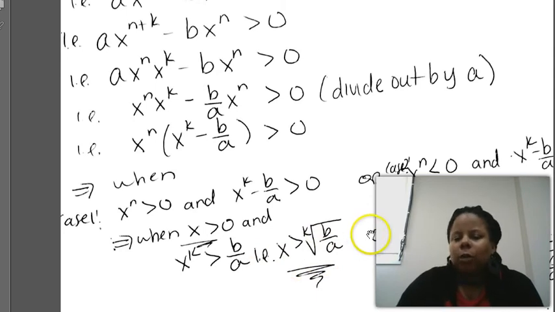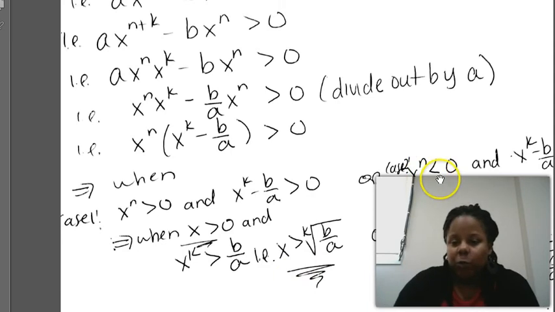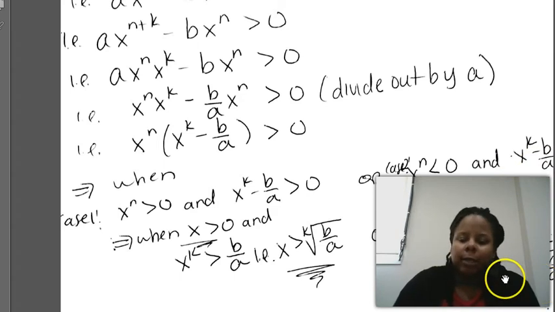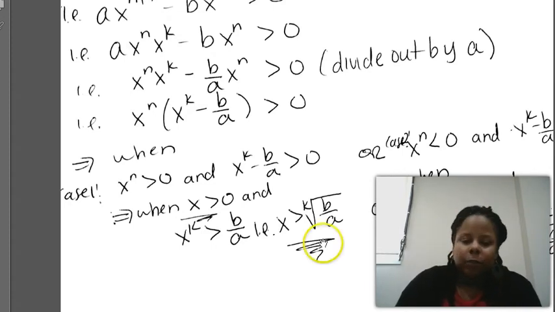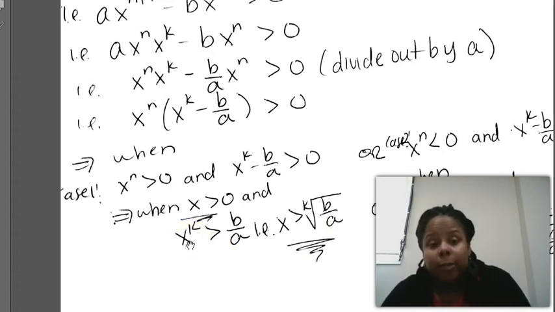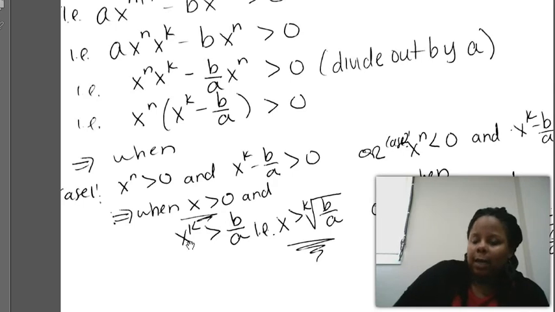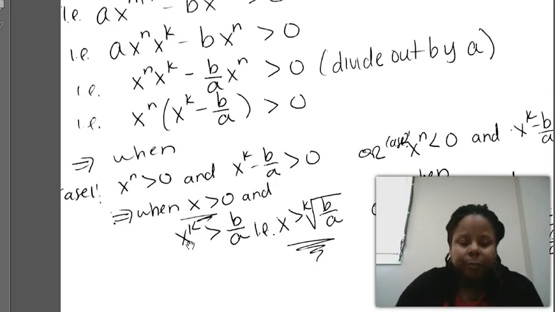Or in the case where x to the n is not greater than 0, it is less than 0, which means x is less than 0, then by default x is going to be smaller than the kth root of b over a. So I have two situations when f of x is going to be bigger than g of x: for all negative x, and when x is bigger than the kth root of b over a. So in other words, at some point the power function with a higher degree will have function values that are greater than the power function with lower degree.